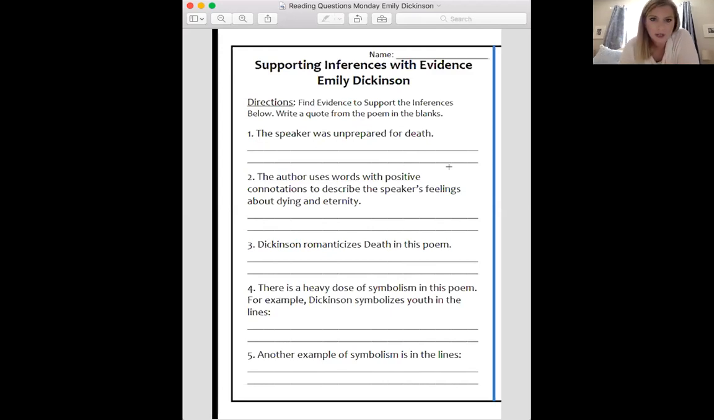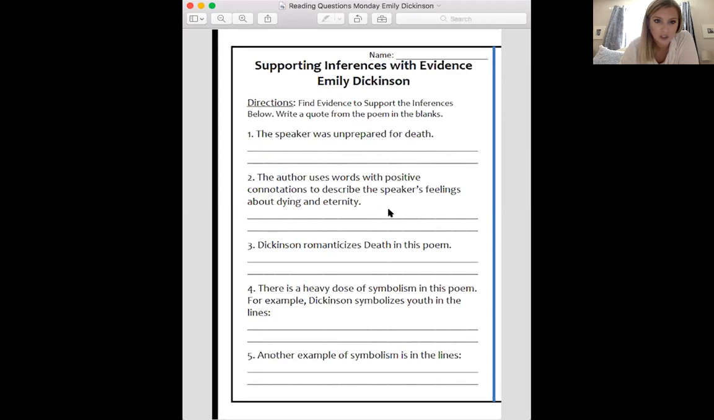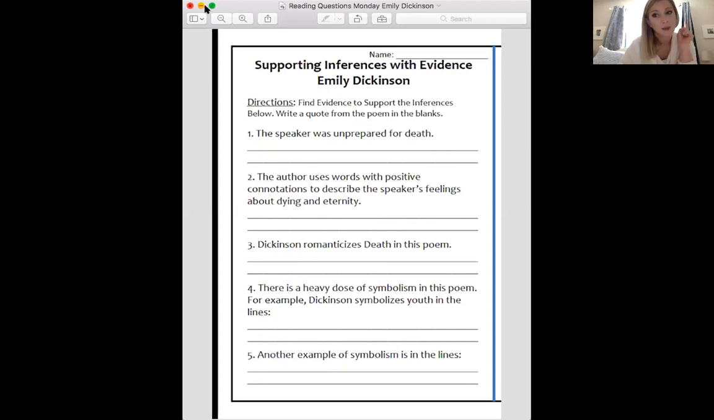So here are our directions. We have to find evidence to support the inferences below. And it says, write a quote from the poem in the blanks. I'm going to use my whiteboard to type the answers, on Zoom to answer these questions for you. But before we do that, real quick, I want to show you something pretty cool. Let me share my screen again.